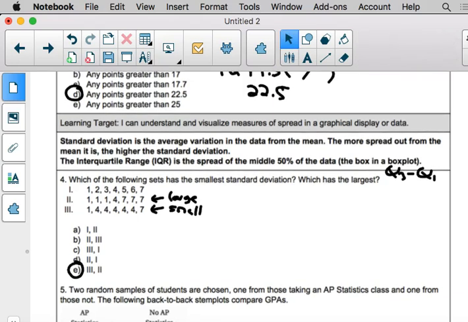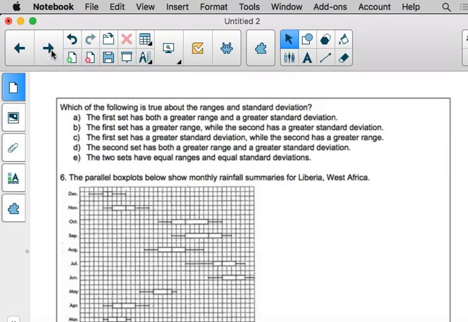All right, now the next one. Again, I apologize, it's not letting me move my screen down any further, so we're just going to have to make do with you looking at your packet. It says here two random samples of students are chosen, one from those taking the AP statistics class and one from those not. The following back-to-back stem plot compares GPAs. Which of the following is true about the ranges and standard deviation?